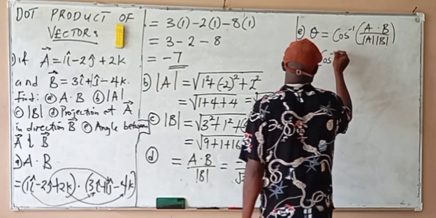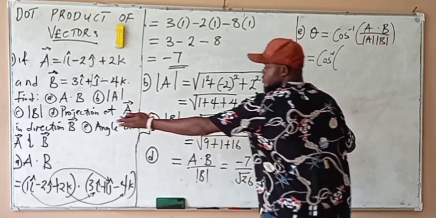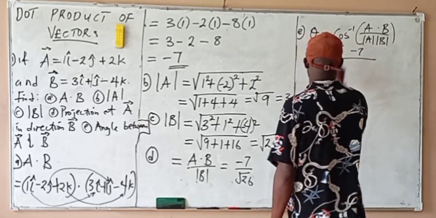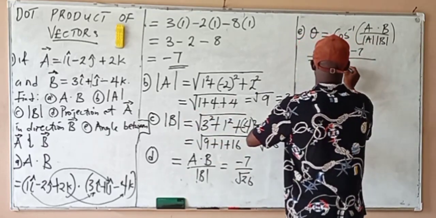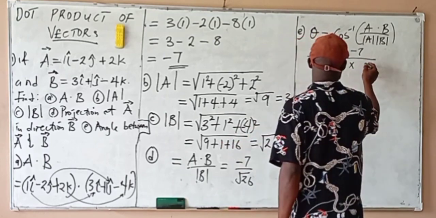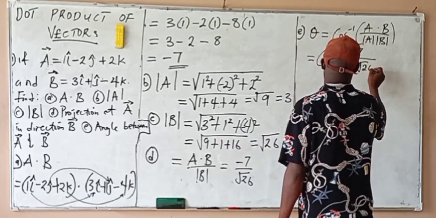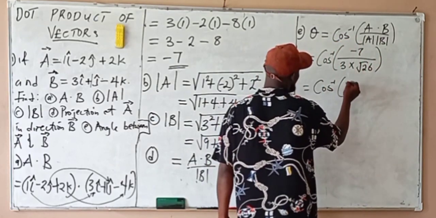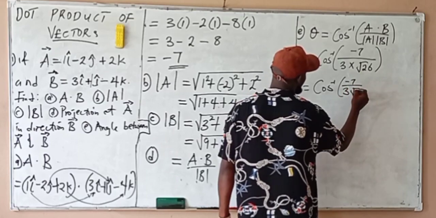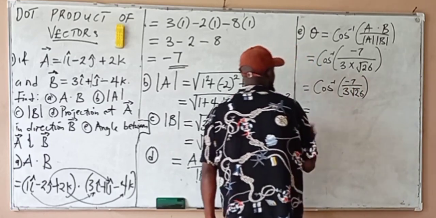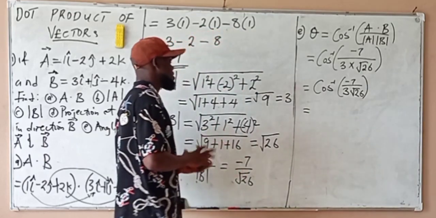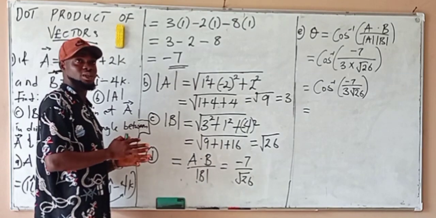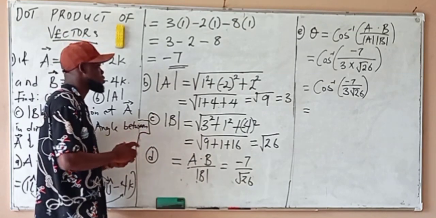Now, the cos inverse of A dot B. We solved A dot B and got minus 7, over the magnitude of A, which we solved as 3, and the magnitude of B, which is root 26. That will be the cos inverse of minus 7 over 3 root 26. So what is the cos inverse of minus 7 over 3 root 26?